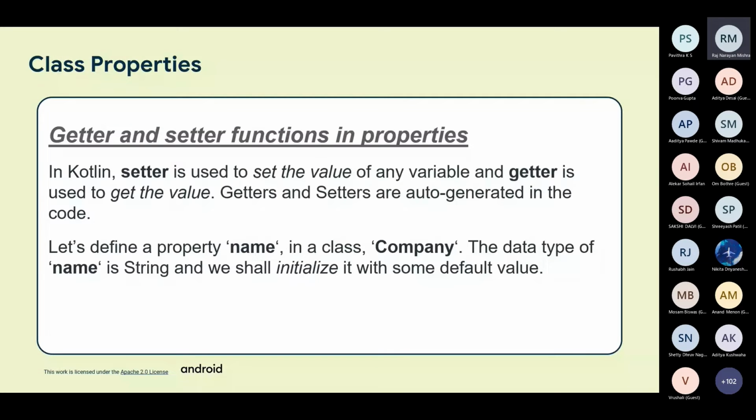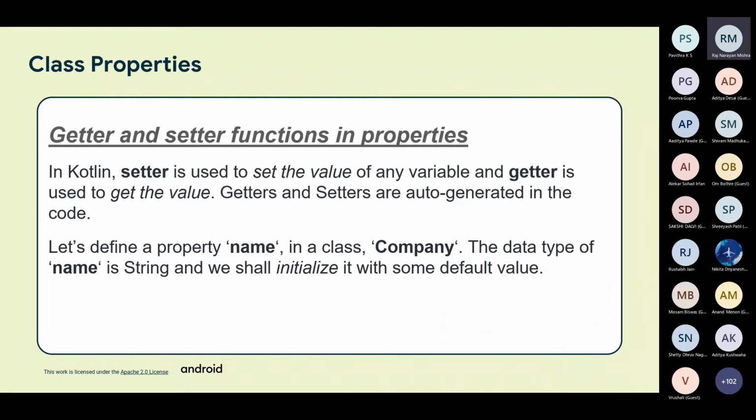Now the class properties include basic function and the most important function that is getter and setter. In Kotlin, they work the same as in Java. The setter is used to set the values of any variable and the getter is used to get the value. They are auto-generated code. You don't have to write it. You just have to write setter, their syntax, and the same. Now, for example, the property name in the class company and the data type name is string. We shall initialize it with some default value, the same. If you put the value in the setter, then you can call that value from the getter.